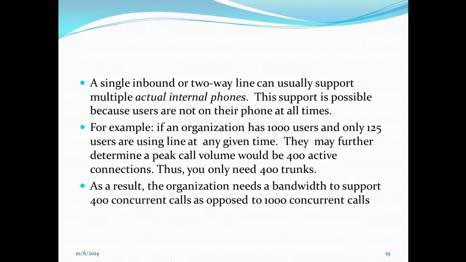A single inbound or two-way line can usually support multiple actual internal phones. This is possible because users are not on their phones at all times. For example, if an organization has 1,000 users and only 125 users are using a line at any given time, they may further determine that a peak volume would be 400 active connections, thus you only need 400 trunks. As a result, the organization needs bandwidth to support 400 concurrent calls as opposed to 1,000 concurrent calls. We need to understand this so we can assess how much bandwidth the organization needs.